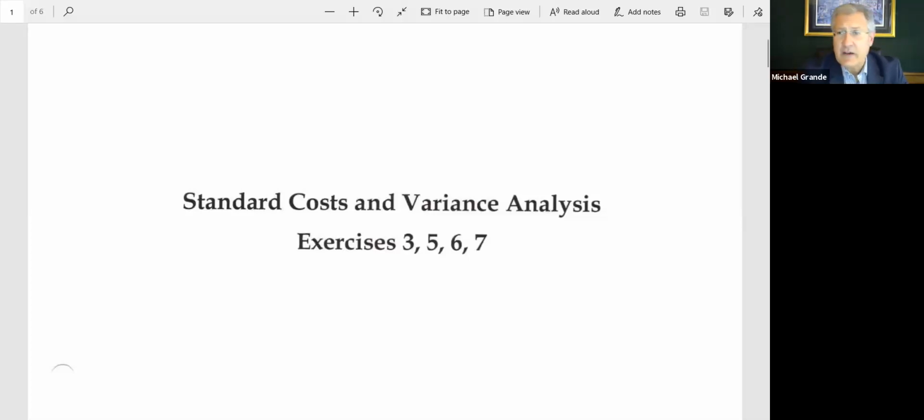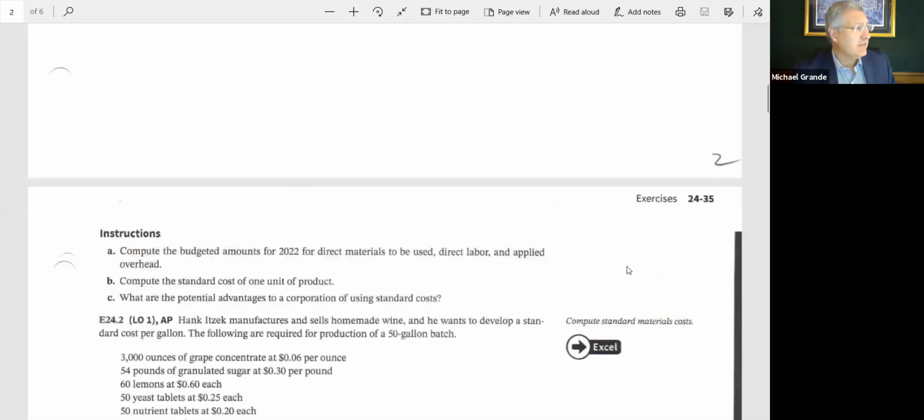And this handout, this document here, has already been loaded onto Sakai. And again, it's the same title. It says Standard Cost and Variance Analysis, Exercises 3, 5, 6, and 7. So what I would like to do is look at the problem, read the problem, and then look at the solution that I've written out. Again, I apologize for some of the sloppiness, but we'll walk through it. Your goal is to understand where all of these numbers come from. So let's look at the first exercise, exercise number 3.